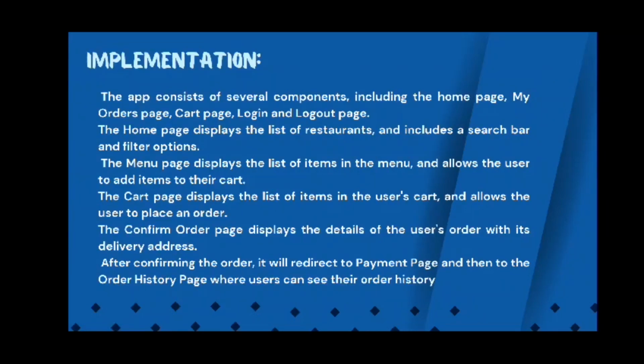Now let us see how we have implemented our project. Our project consists of home page, menu page, cart page, confirm order page, and payment page. The first one is home page. In home page, there will be a list of restaurants along with their address and reviews, and there will also be a search option available. From there, we can search our desired restaurant, and it will give us a filtered out response.